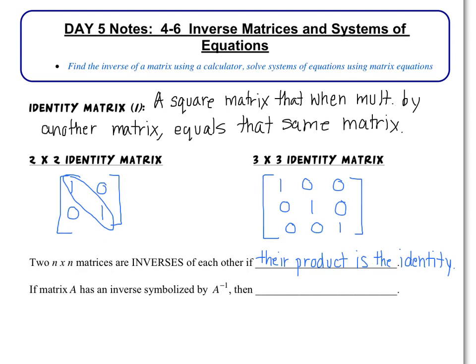If matrix A has an inverse symbolized by A to the negative 1, then A times A to the negative 1 will equal the identity matrix, which up here we're showing that the identity matrix is always capital I, and if I reverse that order of multiplication, A to the negative 1 times A, you will also get I. Because remember, with matrices, the product AB is not always the same thing as the product BA, so the order in which you multiply is important.